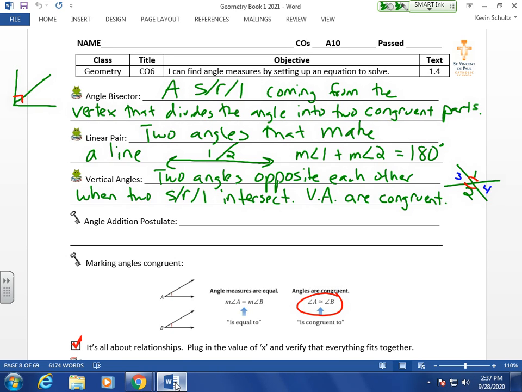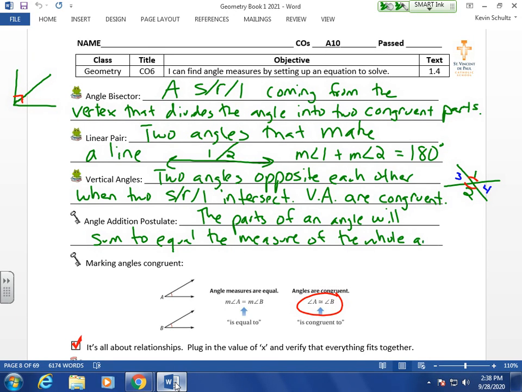Right. The angle addition postulate says that the parts of an angle will sum to equal the measure of the whole angle. And the parts of an angle will sum to equal the measure of the whole angle.